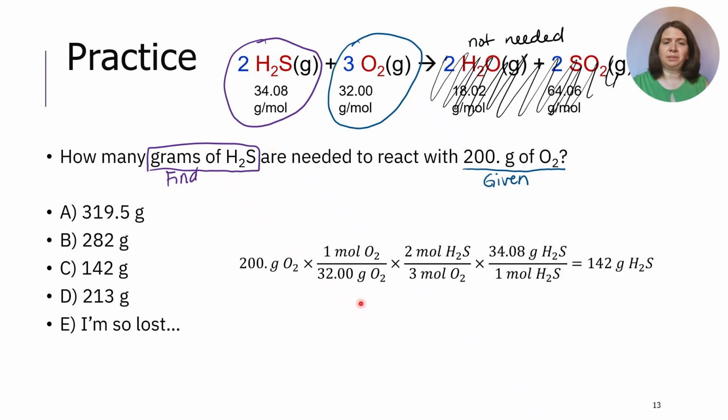First, I can use the molar mass of O2 to convert from grams into moles of O2. Next, I use the molar ratio from the balanced chemical equation: 2 moles of H2S for every 3 moles of O2. Finally, I use the molar mass of H2S to convert from moles of H2S into grams of H2S. After completing this calculation, we find that 142 grams of H2S are required. The correct answer is choice C.